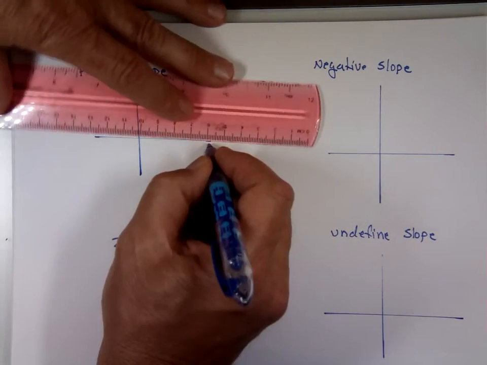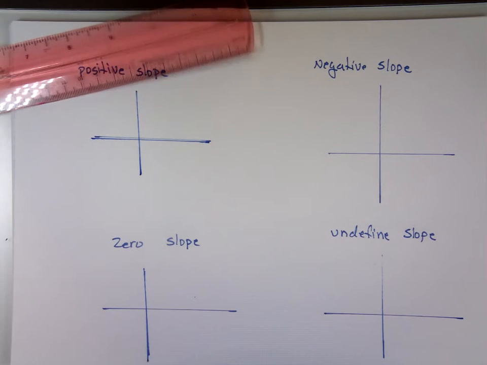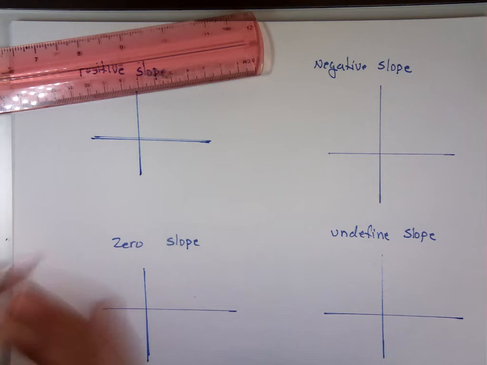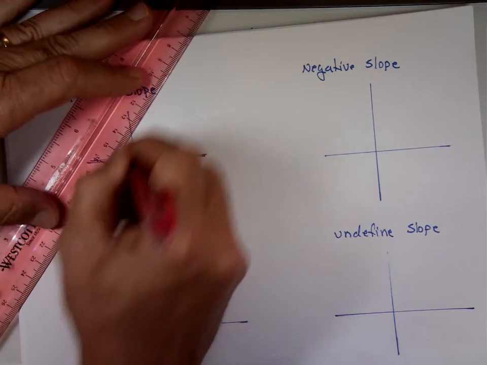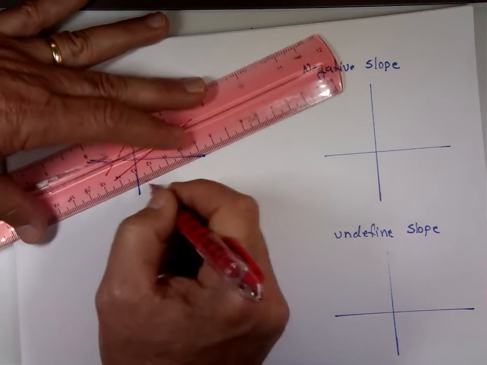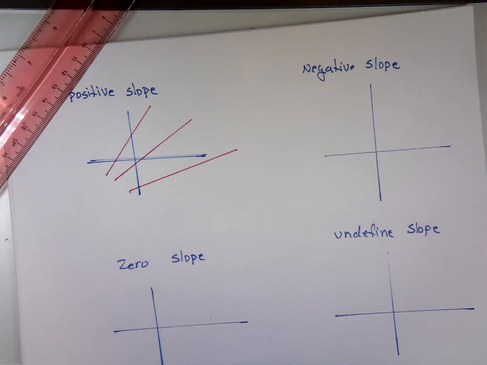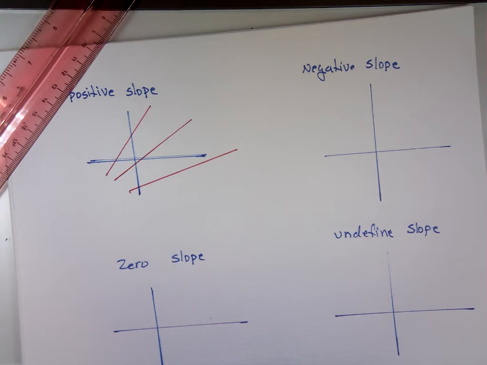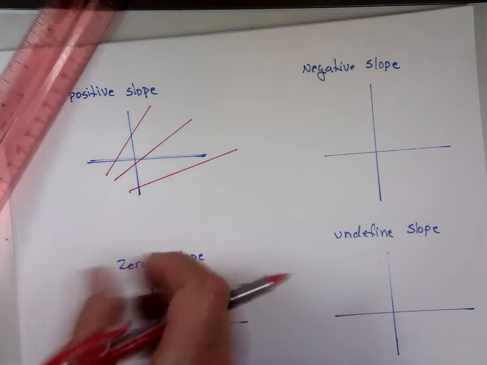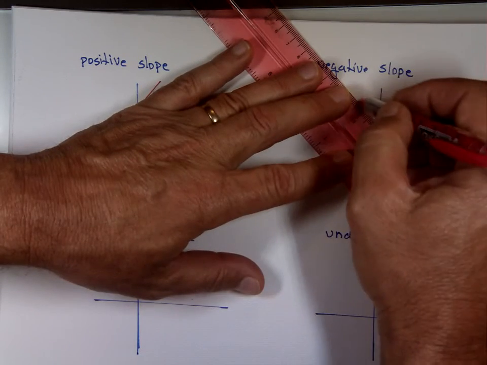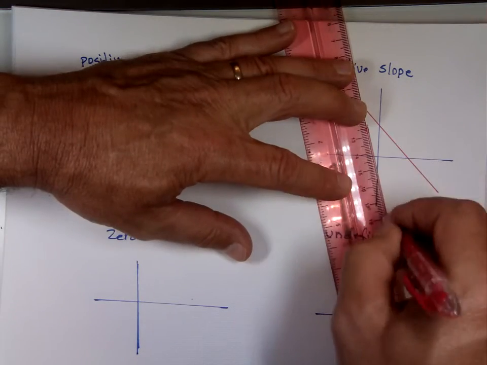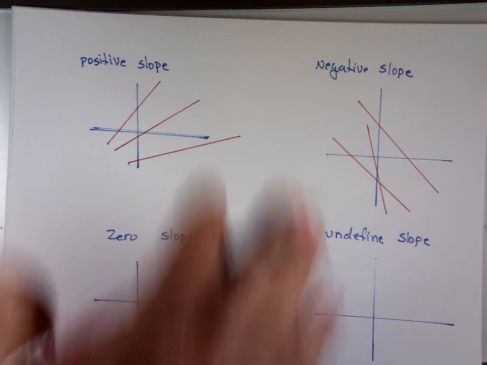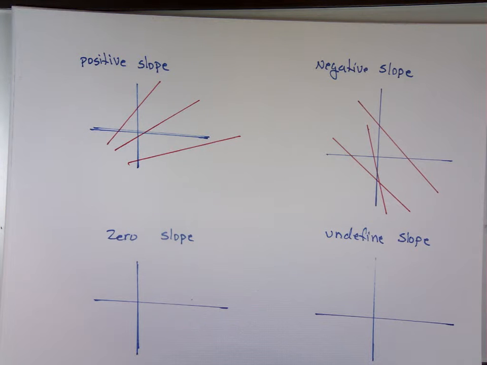So what's a positive slope? Again, as you go to the right, it's increasing. Any of these is a positive slope. All of these have positive slope. As you go to the right, you can see the function is rising. Negative slope. All of these have negative slope. As you go to the right, notice the y value is dropping.